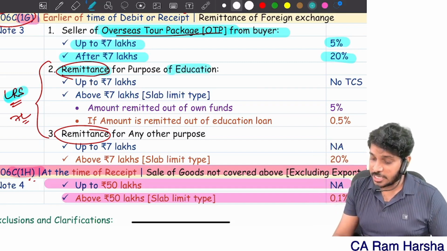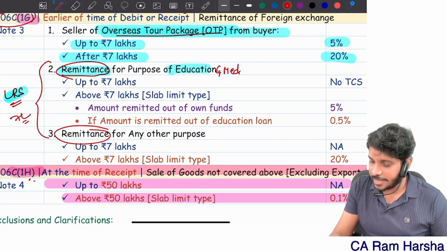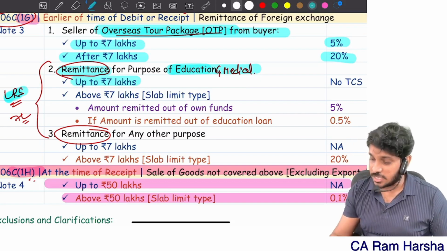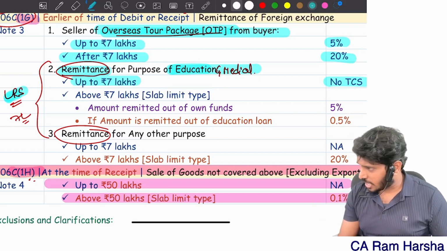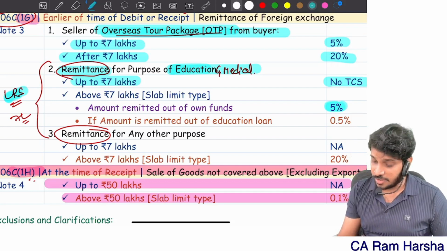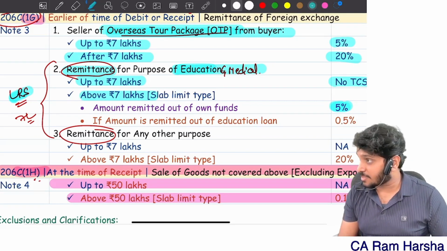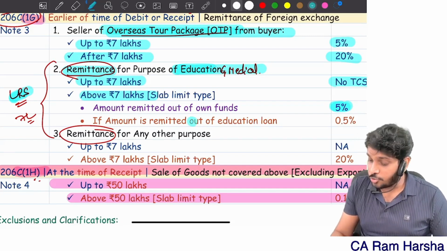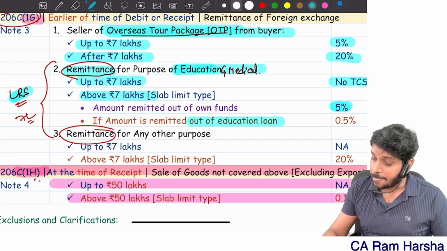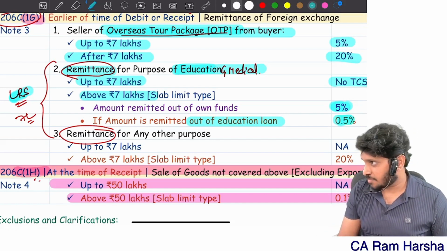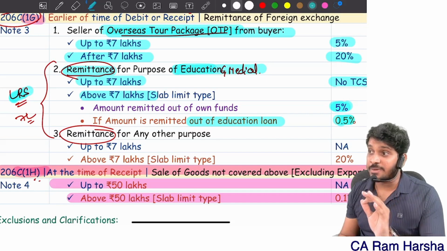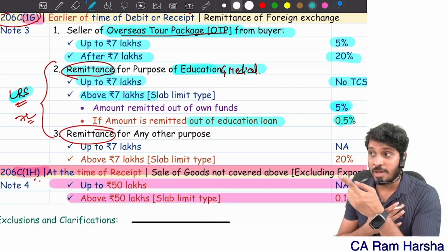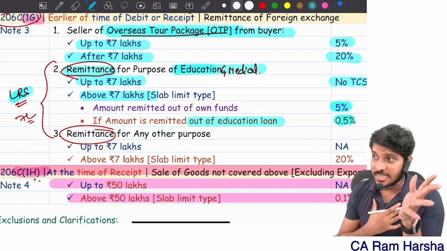What? Education and medical. Here add the word medical. You are paying for education and medical. Then the first 7 lakhs, 0. Once 7 lakhs is crossed, 5% TCS. If at all the amount has crossed 7 lakh, 5%. Sir, the education purpose I am paying, sir, but out of an education loan we are paying. Then 0.5% is the TCS. Then what is the TCS? 0.5% is the TCS to be collected by the foreign currency dealer who is remitting foreign currency on behalf of the remitter. From the remitter they should collect the TCS.